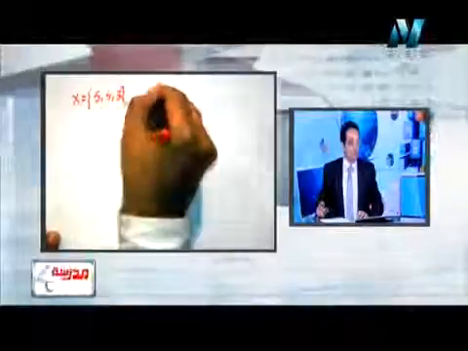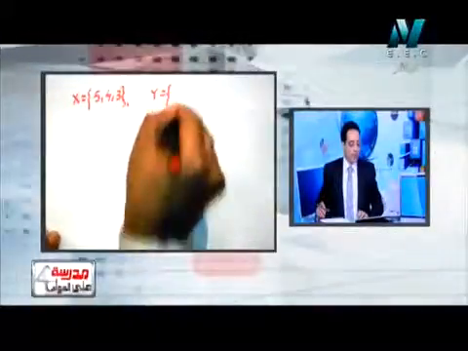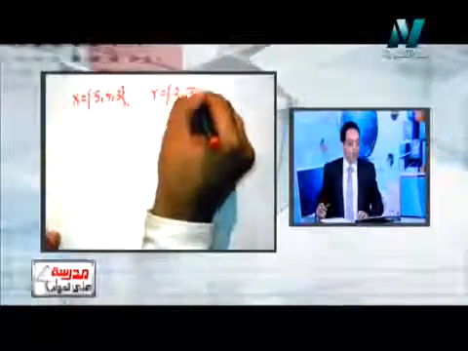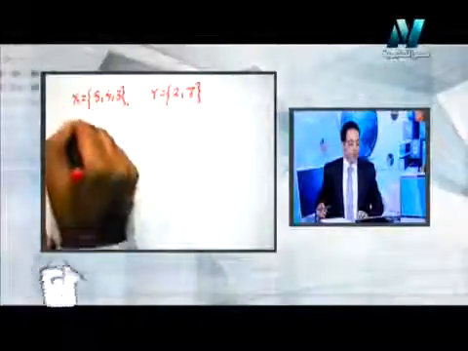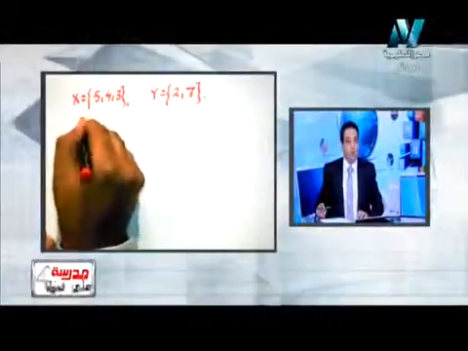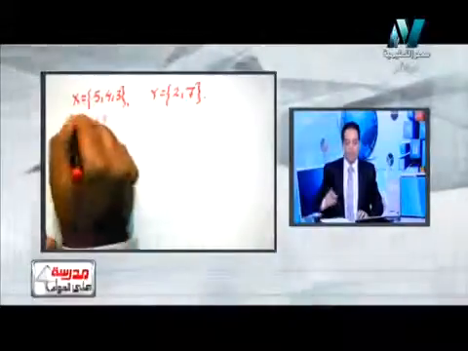Let us have another one. If x equals the set of 5, 4, and 3, and y equals the set of 2 and 7, then 2 and 4 belong to what? Very important question.